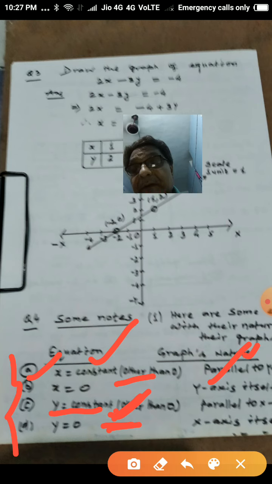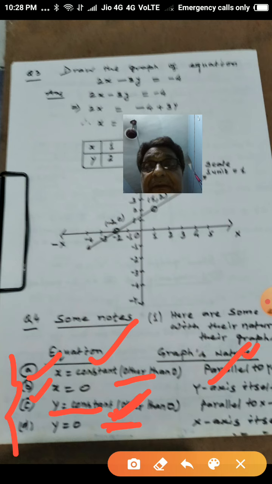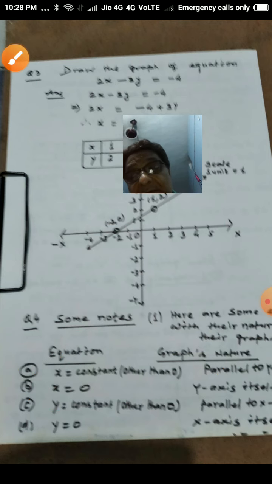So let us take the idea, when x equal to 0 is given as the equation, then the graph will be the y-axis itself. So you see, x equal to any non-zero constant, the graph is parallel to the y-axis. When x is 0, then the graph is the y-axis itself. Similarly, when y is any constant other than 0, the graph is parallel to the x-axis. And when y equal to 0, the graph is itself the x-axis. So these 4 points you must memorize.